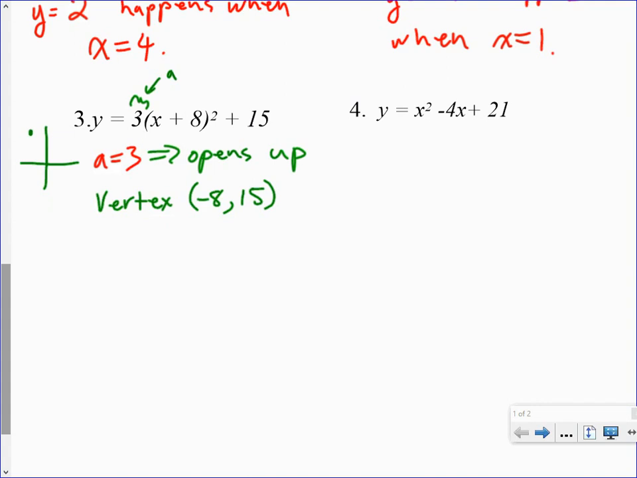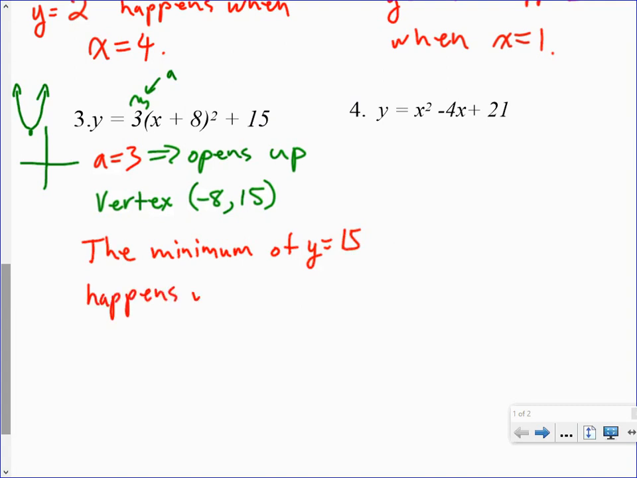That's my point. And then my vertex, and because it's a happy parabola, it has a smile on its face, is going to tell me based on my picture that the minimum of y is equal to 15 and happens when x is equal to -8.